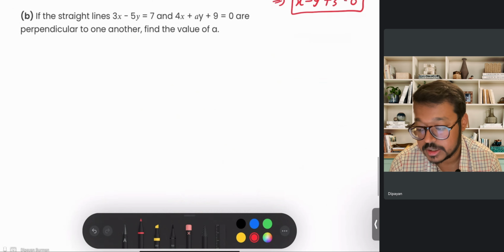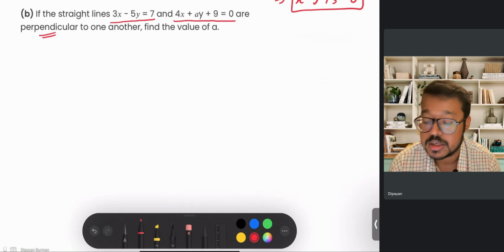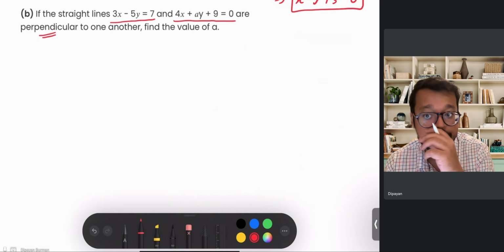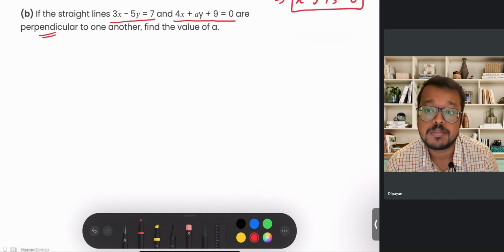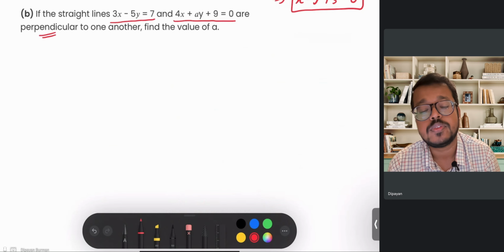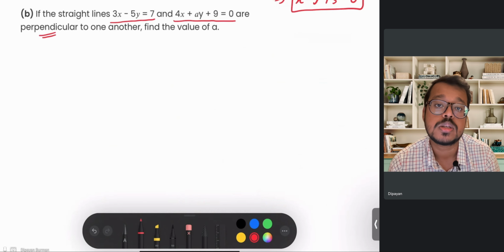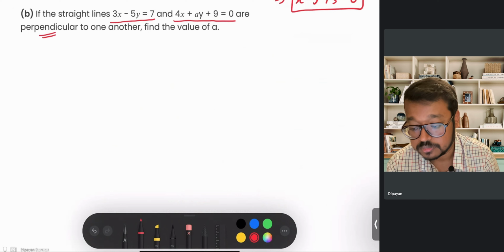Then moving ahead to the next question: if these two straight lines are perpendicular to one another, find the value of a. Here the equations are given, but we need to first find the slopes of these two lines, and then we will apply the concept of slopes of perpendicular lines. The product is minus 1.